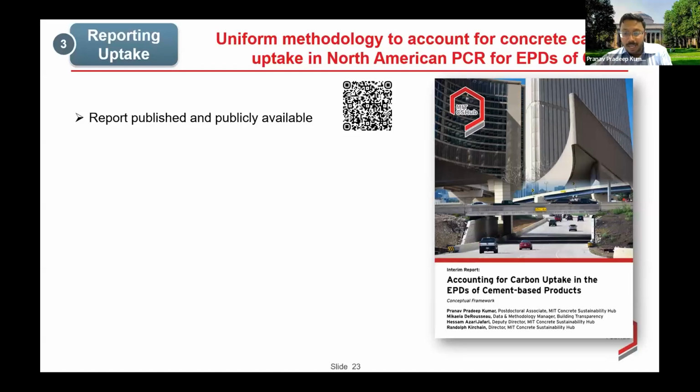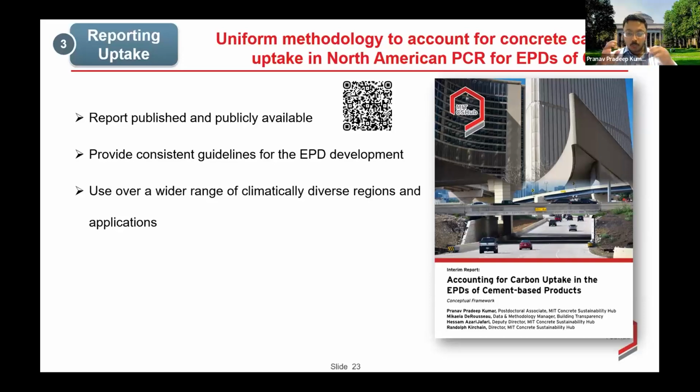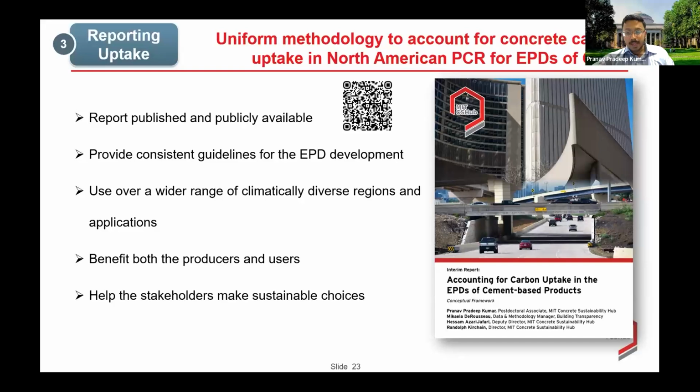The main aim here is to provide consistent guidelines for the EPD development process such that there is flexibility for input variables at different levels. The goal of this consistent methodology would be to ensure that it's used over a wide range of climatically diverse regions as well as applications. Additionally, the data that's generated and organized as part of this effort will benefit both the producers as well as the users to get a better understanding of the carbon uptake. And the stakeholders may find it easier to make sustainable choices once we have this reported.